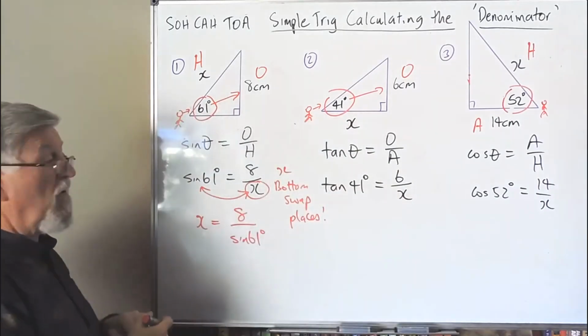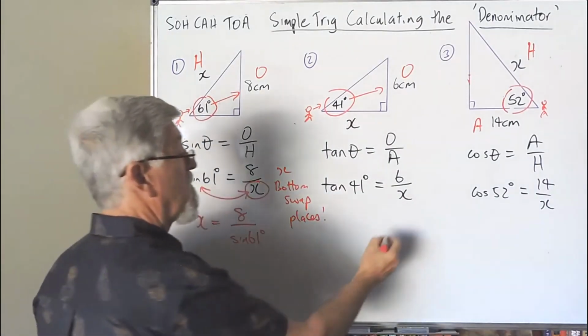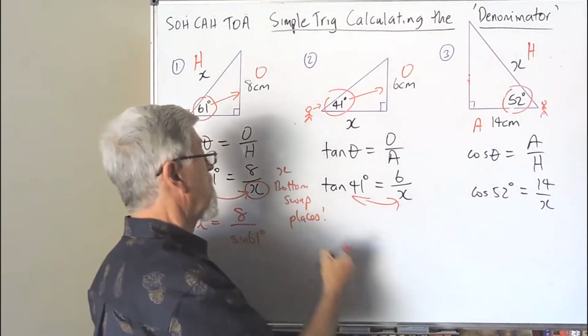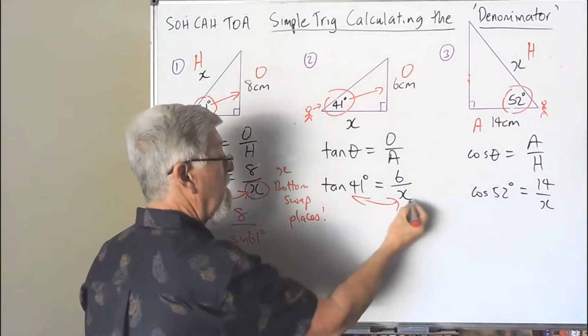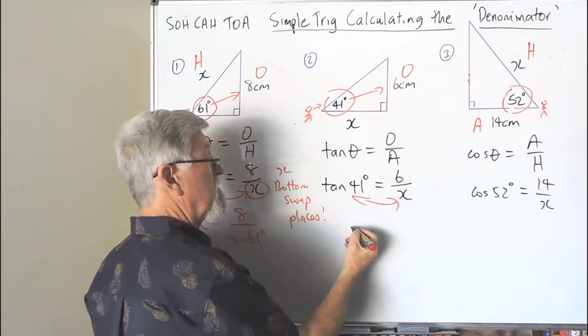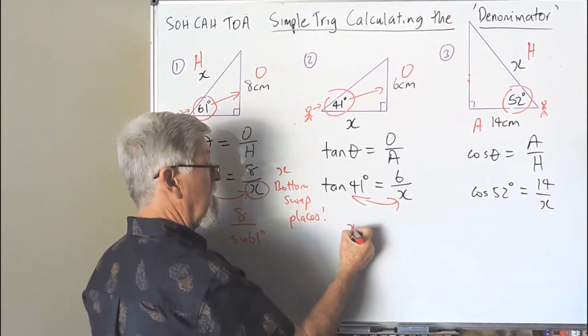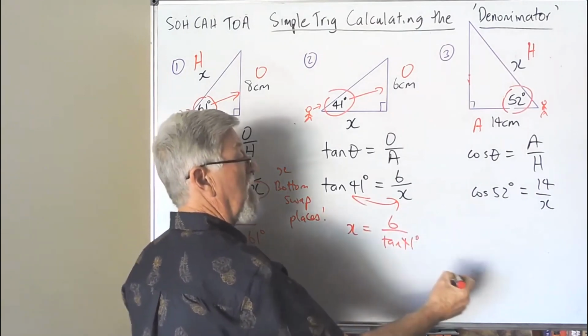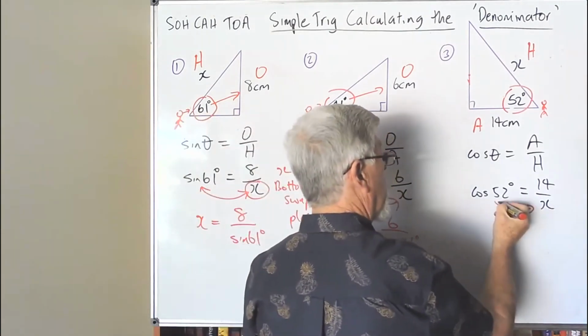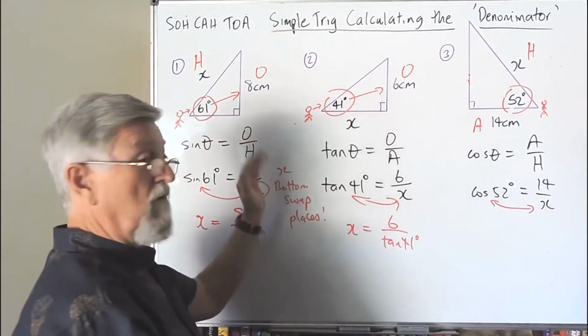So that's just memorising: swap places. I could come over to this one and just say X is on the bottom, swap places. X is on the bottom, swap places. So it will swap with all of that. It can't swap with a 6, it can't swap with a 41. So that's an X, and then that swaps over to there. Last one, X is on the denominator, X is on the bottom, swap places.